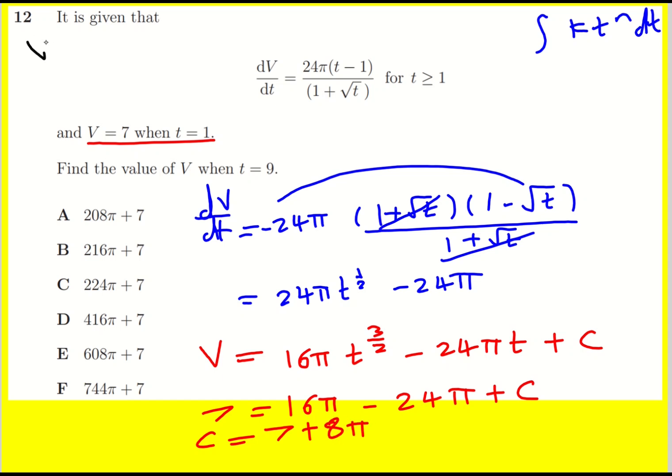And therefore, I'm going to write up here now, v is going to be 16 pi. To be honest, this bit is probably unnecessary in a world where we're just doing multiple choice, but I'd like to write down the full solution where possible. 24 pi t plus 7 plus 8 pi. Okay, so now we want to find the value of v when t is 9.